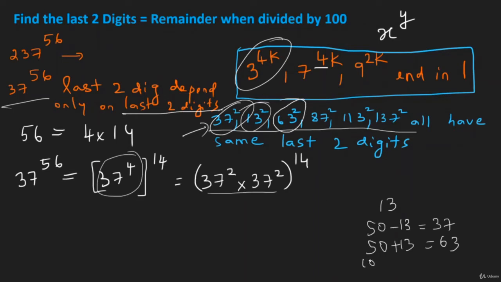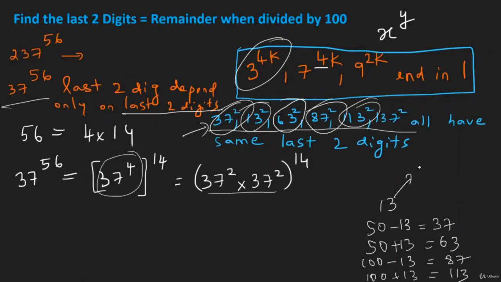If you do 100 minus 13, you will get 87. That's 87 square over here. If you do 100 plus 13, that's 113. That's your 113 square over here. So in this manner, you can note that 13 square, 37 square, 63 square, 87 square, 113 square all will have the same last two digits. And you can verify this using the method that we've learned before to square any number.